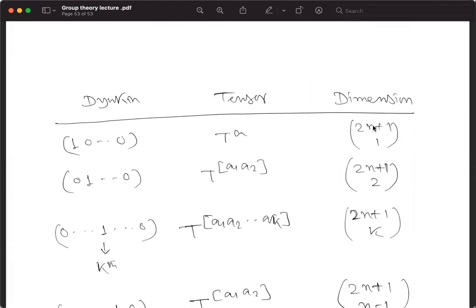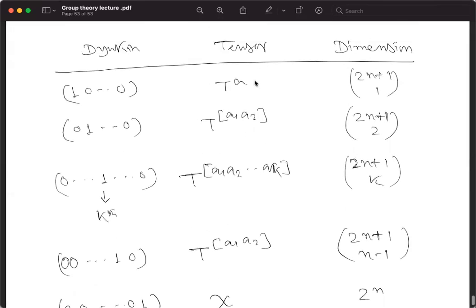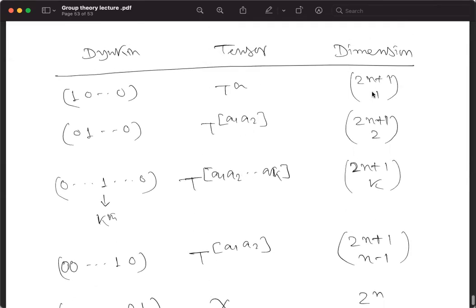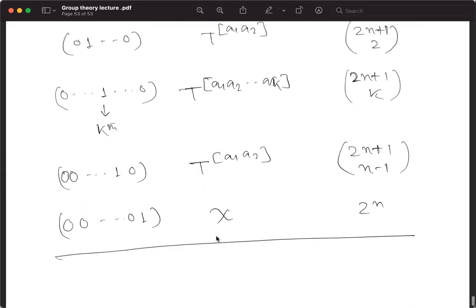And similar to SO(2n), also for SO(2n+1), we can write down their Dynkin labels, and then their tensorial structures and corresponding dimensional representations. Here you can see that the last one is basically the spinor representation, and this is just a double of the SO(2n+1), and this is 0, 0, 0, the last element is 1, and the dimension is 2 to the power n, and this is the real representation.